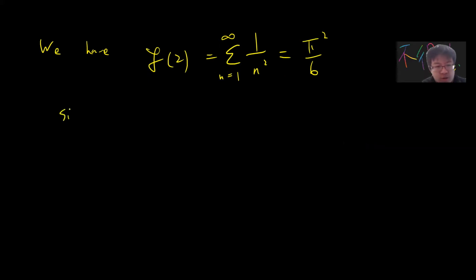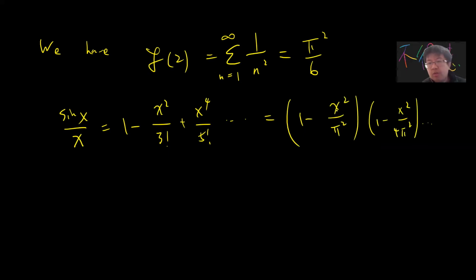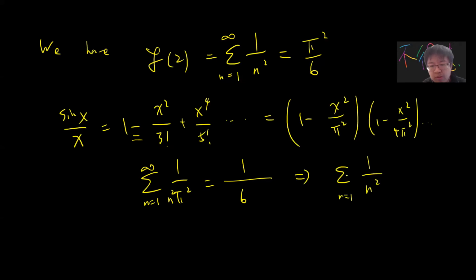The quicker way is that you do sin x divided by x, and you know that this is 1 minus x squared divided by 3 factorial plus x to the 4 divided by 5 factorial, and you need to separate it into the roots of x squared. So you can prove it's basically this, because x equal to a multiple of pi will be 0. Now you can equate these x squared terms, so you get the summation of 1 over pi squared n squared from 1 to infinity will be 1 over 6. So you get the summation of 1 over n squared from 1 to infinity is pi squared divided by 6. So you get this one.